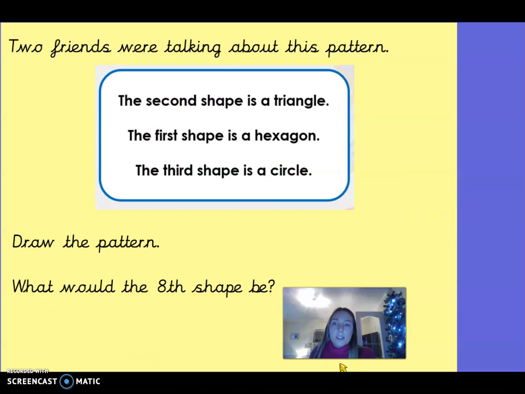Lastly, our question says 2 friends were talking about this pattern. The second shape is a triangle, the first shape is a hexagon, and the third shape is a circle. Can you draw this pattern for me on your piece of paper? Remember to read each sentence really carefully.